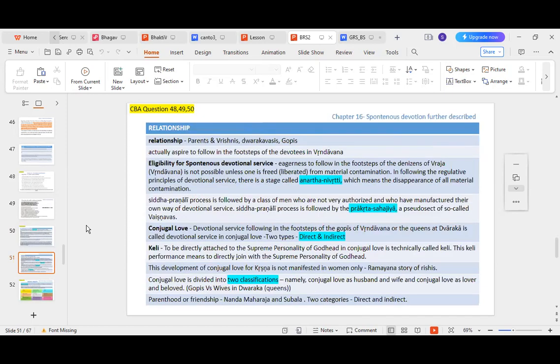So there are some specific understandings that we need to have. What is the eligibility for spontaneous emission? The 16th chapter will talk about how we understand this bhava and prema. Bhava and prema together are spontaneous. So what is the eligibility?